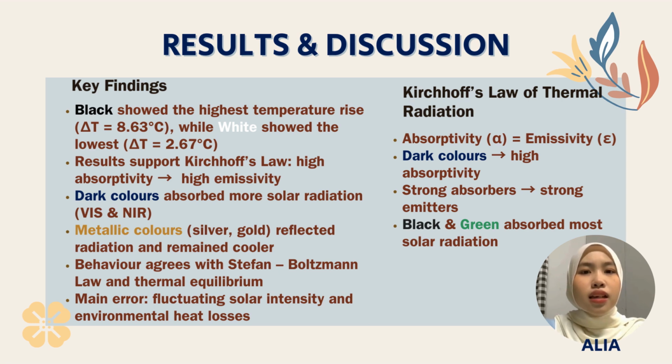Dark colors such as black and green absorb more radiation across the visible and near-infrared spectrum, while metallic colors like silver and gold reflected most of the radiation and remained cooler. The results also agree with the Stefan-Boltzmann law, where surfaces reach thermal equilibrium when absorbed energy equals emitted energy. However, the main source of experimental error was the fluctuating solar intensity and environmental heat losses during outdoor measurements.